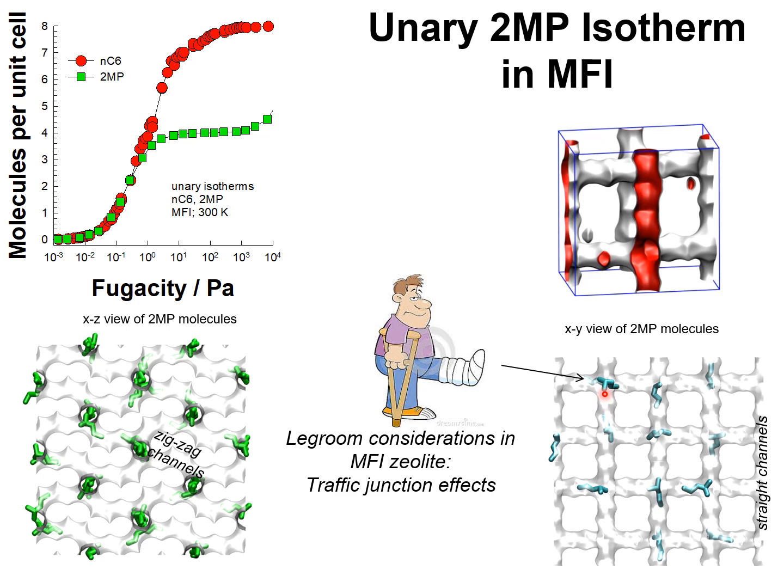It requires more legroom and it prefers to locate at the channel intersections, and an extra push is required to locate these 2MP molecules within the straight or zigzag channels, and therefore up to a pressure of 10 to the 4 pascals, the intersection sites are the preferred locations for 2-methylpentane.